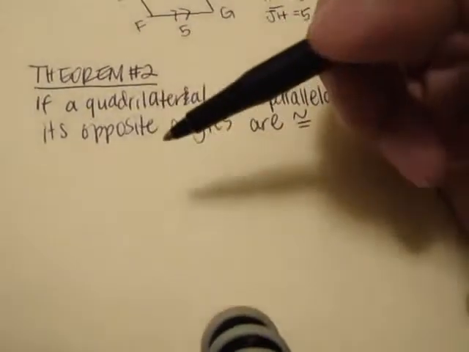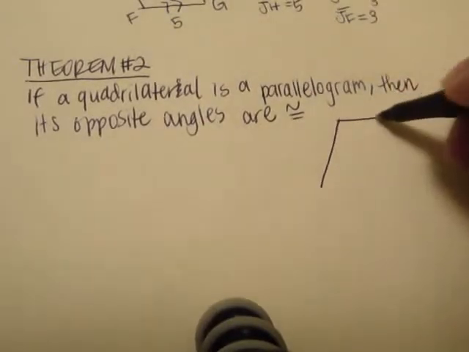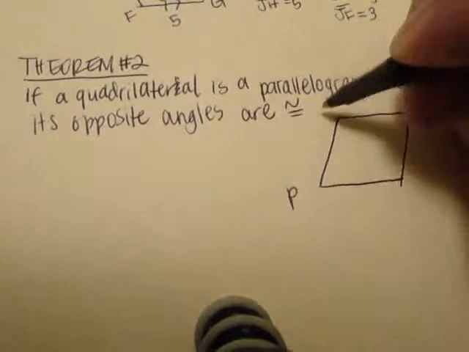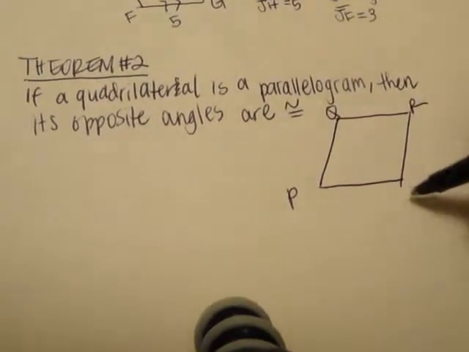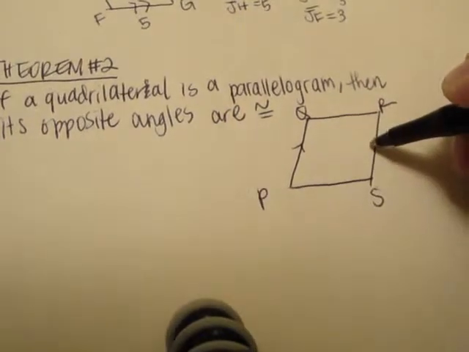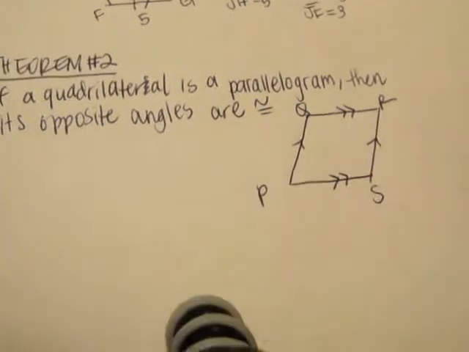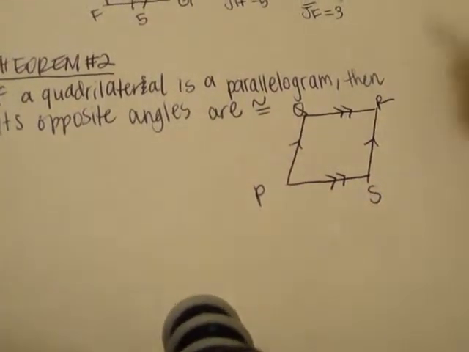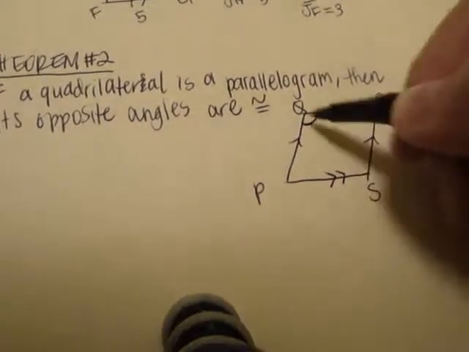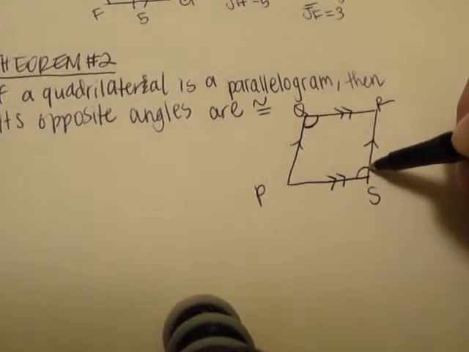I'll draw you an example and I'll kind of explain why this works. So we have parallelogram P, Q, R, and S. And since it's a parallelogram, we know that PQ is parallel to RS, and QR is parallel to PS. And say we have angle Q here. We're told that angle Q is congruent to the opposite angle, angle S.